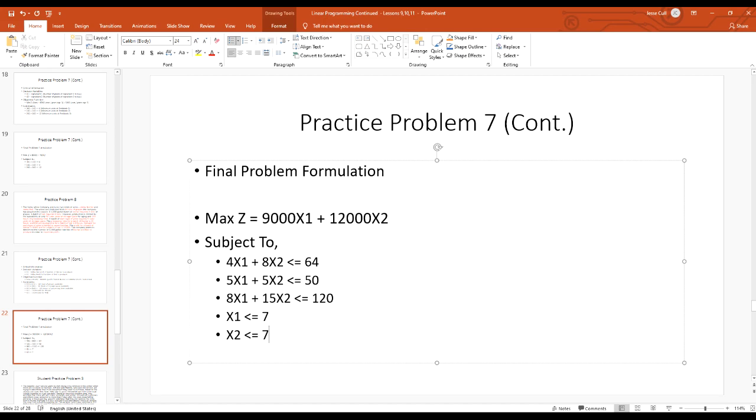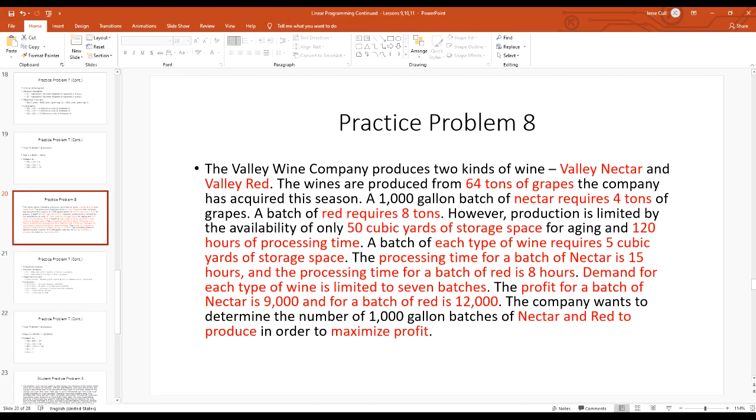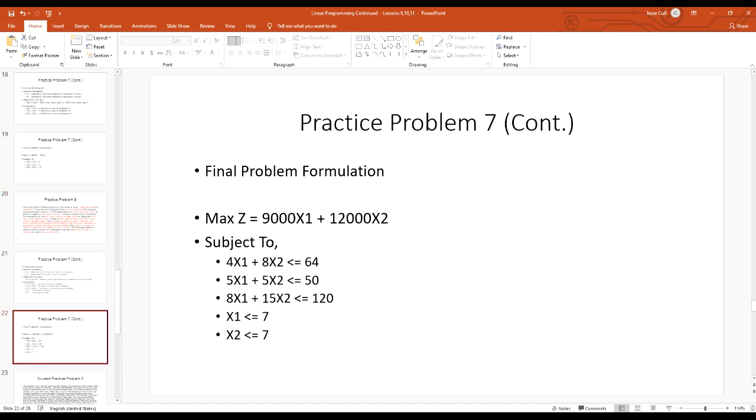So we've now taken our natural language problem and we've converted it here to the correct problem formulation format that we would then be able to solve using algebraic problem solving techniques and linear programming techniques. Thank you everyone for listening.